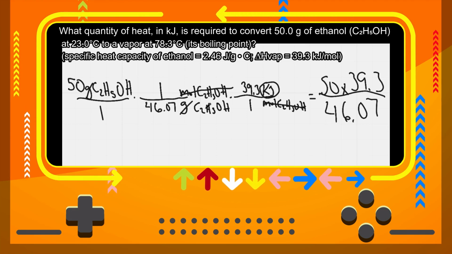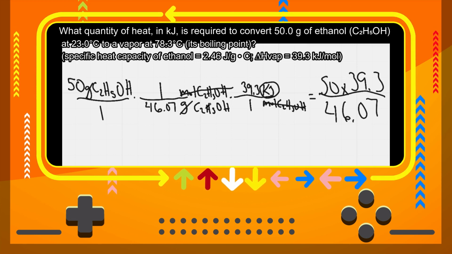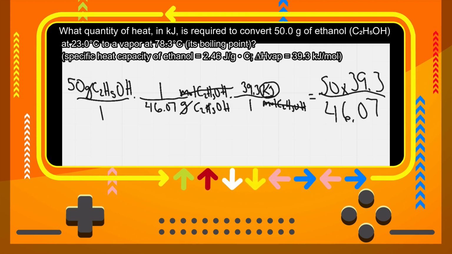So 50 times 1, right? I didn't put it over here, but 50 times 1 times 39.3, right? That's going to give me my top answer. Then on the bottom, we're going to do the exact same thing. So 1 times 46.07 times 1 is just 46.07, right?